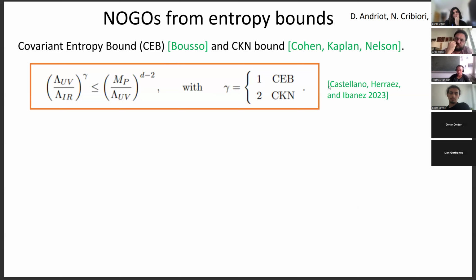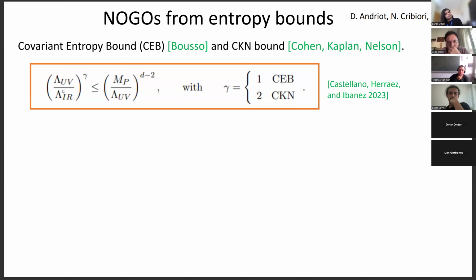And I think it has been nicely reviewed in the paper by Castellano, Herraiz, and Ibanez in 2023. So I can write both of these bounds in one formula. That's what they did. It was nice to explain. So I have a quantum field theory. It has a UV cutoff, which I call lambda UV. Don't confuse it with lambda from the cosmological constant, okay? And it also has an IR cutoff. Let me call it lambda IR. And when I couple it to gravity, there's also an M Planck, right?